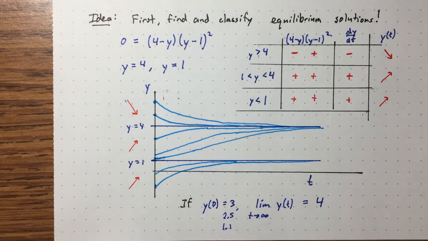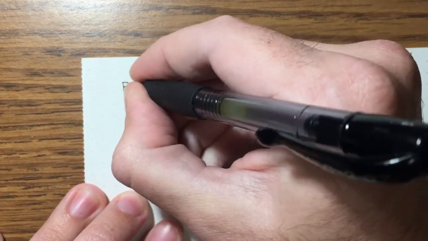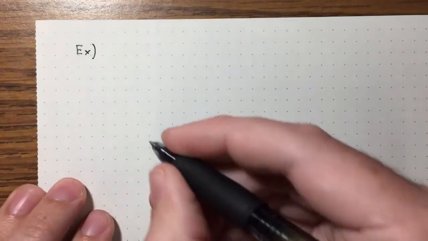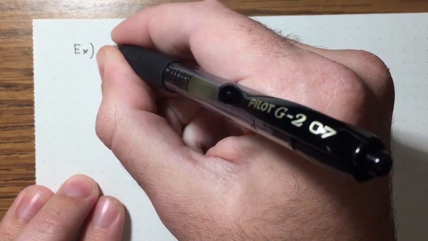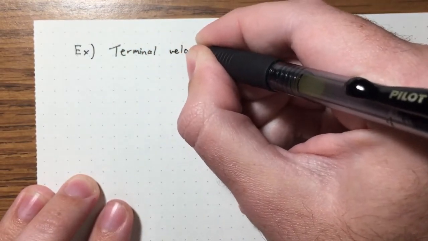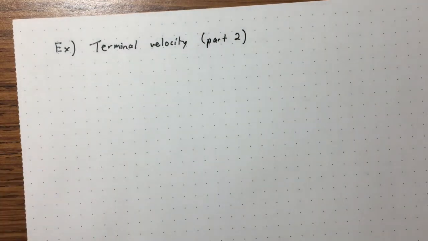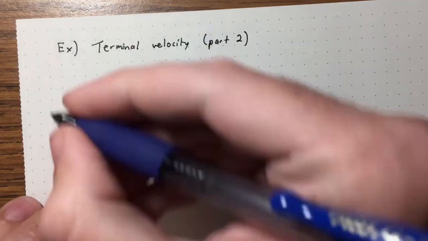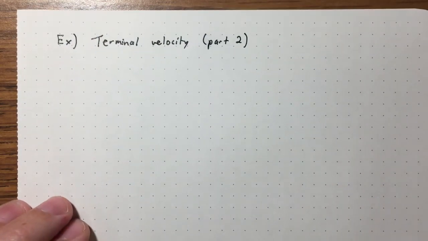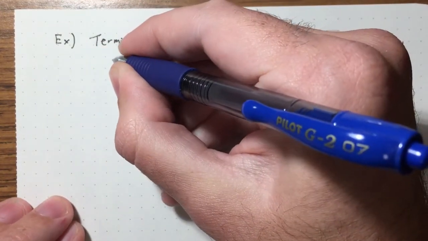Okay, so before I finish this lecture, I just want to do one more quick example, just to show the power of this idea. So here's another example. This will be something we've seen before, terminal velocity. So it'll be part 2. And we're not actually going to do anything new. I'm just going to show you how we could have avoided that whole nasty calculation we did before in order to find a terminal velocity. Instead, we can use equilibrium solutions.